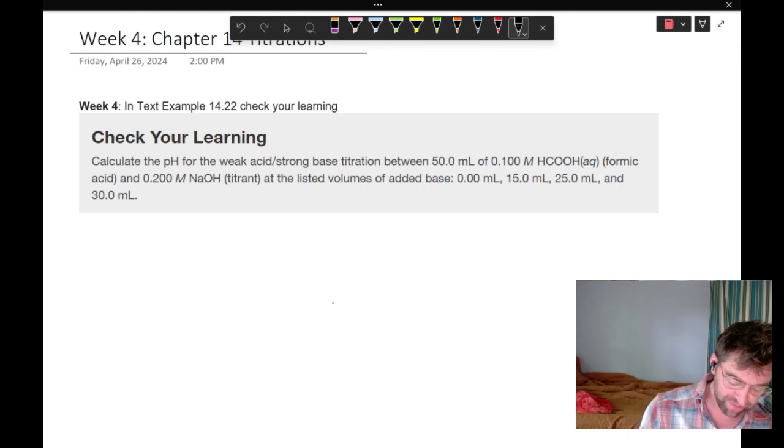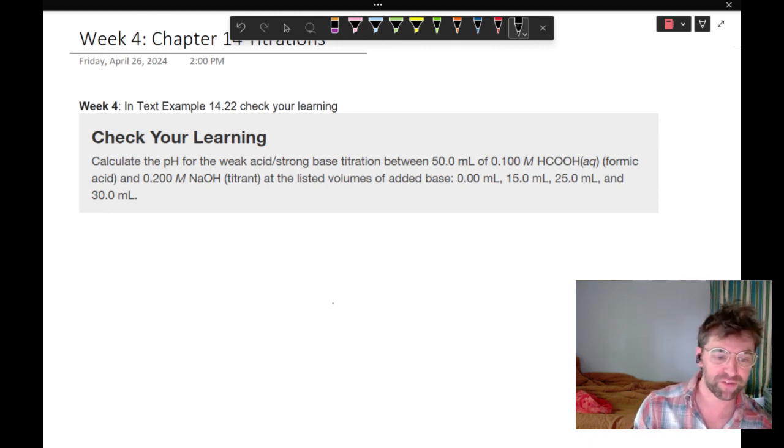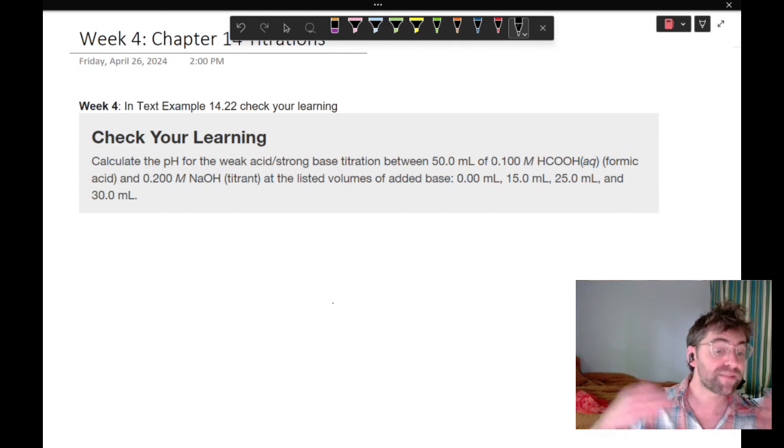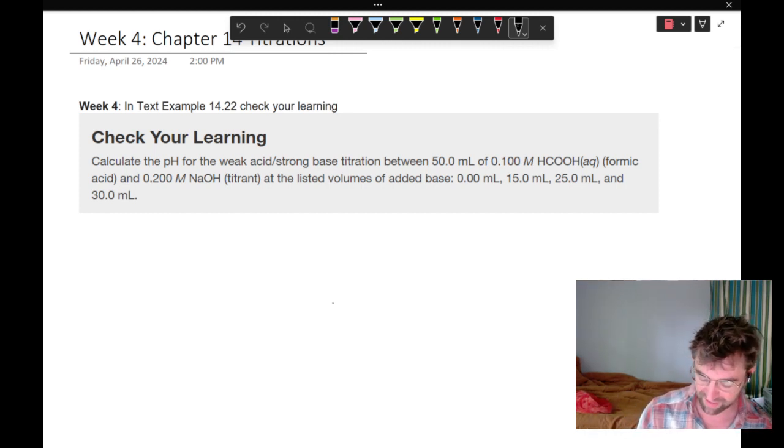So this first example is in your OpenStax textbook. They even give you the answers, but you do have to work through them yourself. That is what we're going to do, and we'll be able to check our answers against the answer key in the book, which I neglected to include here, but that doesn't matter.